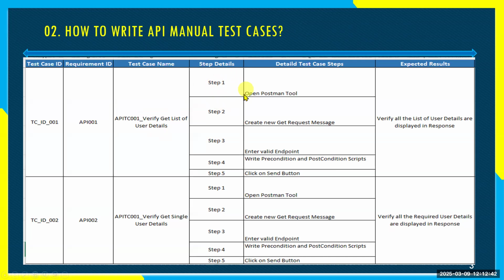So test step 1, open Postman tool. Step number 2, create new request message. Step number 3, enter valid endpoint for getting all the required details and write pre and post conditions. Then you click on the send button. Then you need to verify all the list of user details are displayed in a response window. Similarly, I want to verify the get single user details. The first one, get all the list of users from the database, and I want to verify the list of single users.